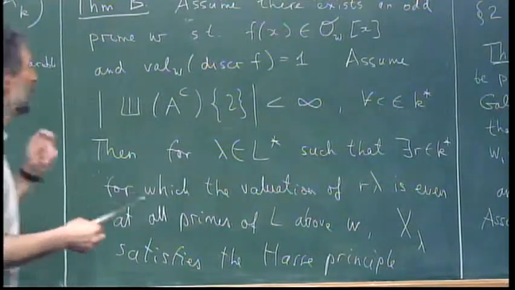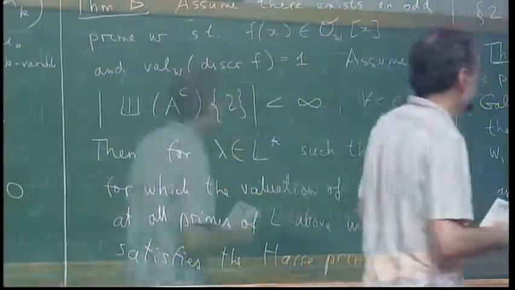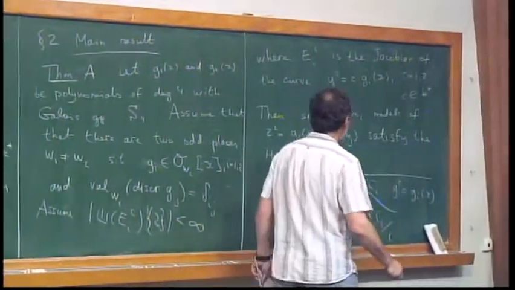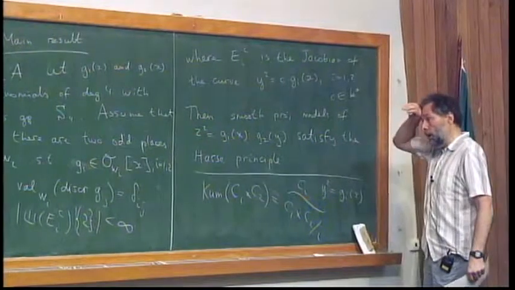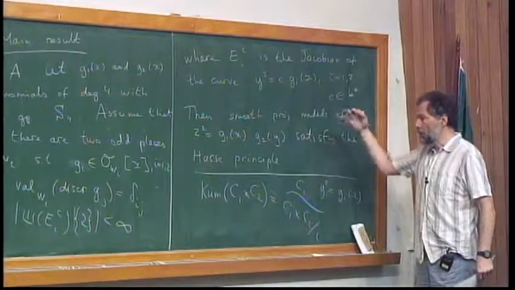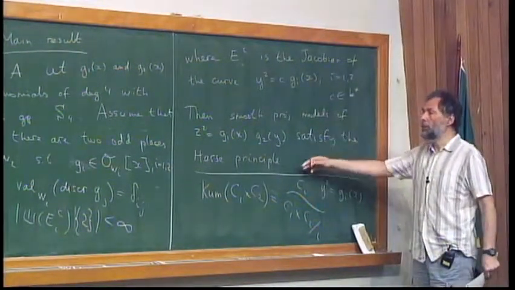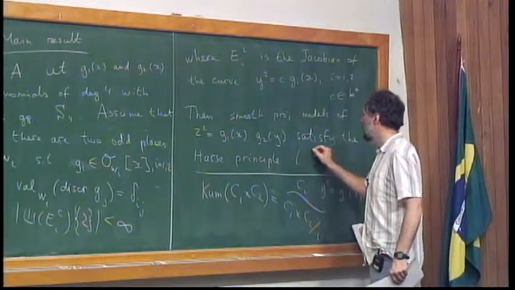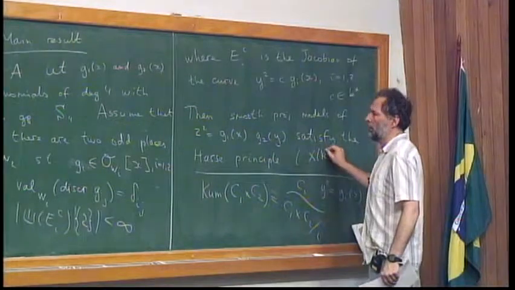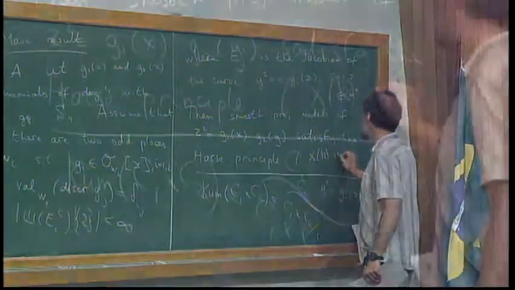Just one last thing, which I forgot to mention, theorem A. Basically the same proof shows that rational points here are Zariski dense. So we're not stating a Hasse principle, but x of k is Zariski dense in X.